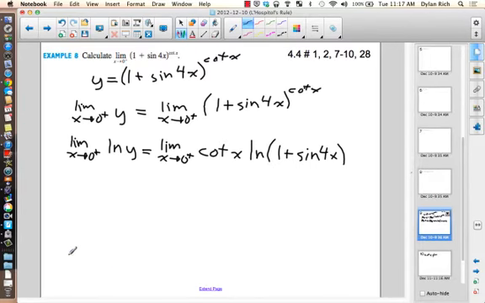Okay, now what? We still can't use L'Hopital's rule, but we could. But did you say natural log of x to the y, or x to the y?